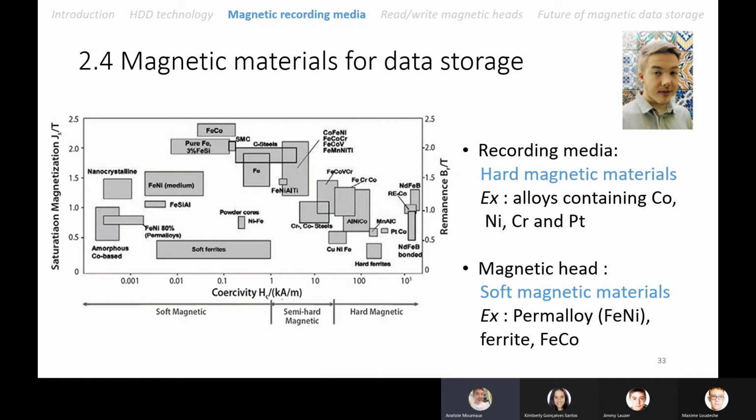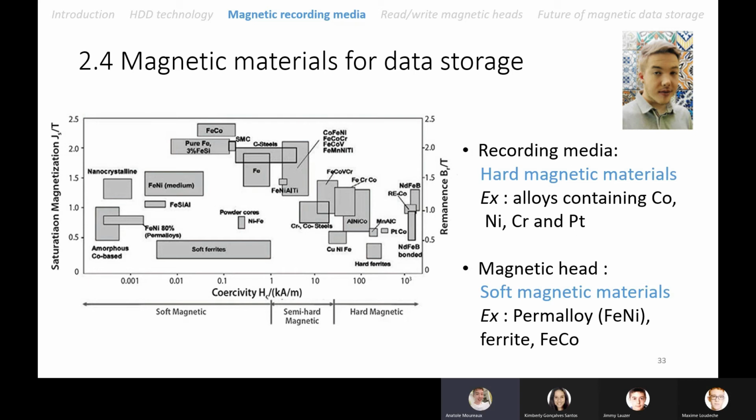Hello, I'm Anatole and I will talk about the magnetic materials used for data storage and about the change of properties at the nanometer scale. So, the materials used in order to store magnetic data will vary based on the distinctive tasks different parts of the hard disk drive will have to accomplish. Different functions imply different properties.